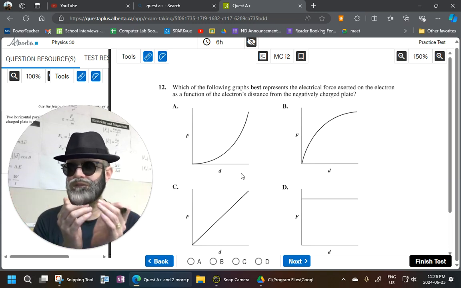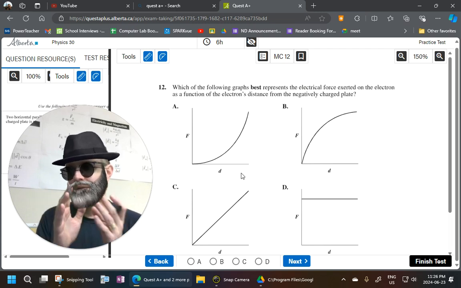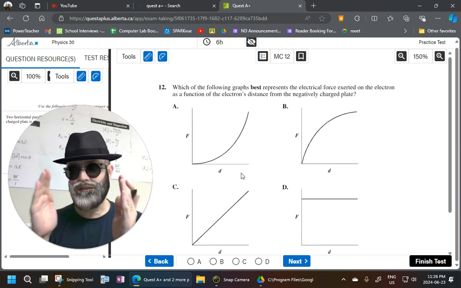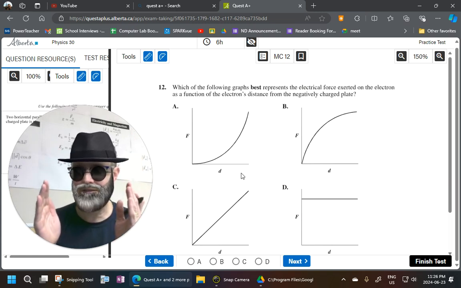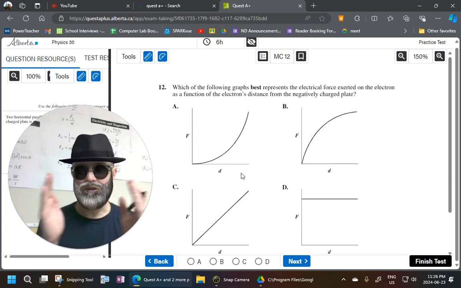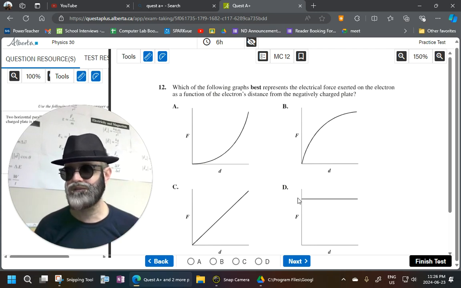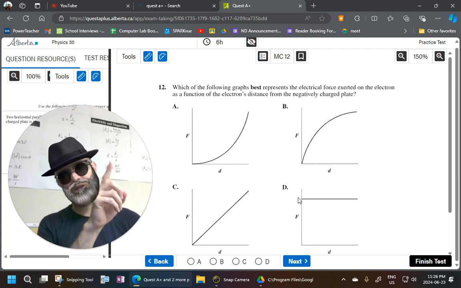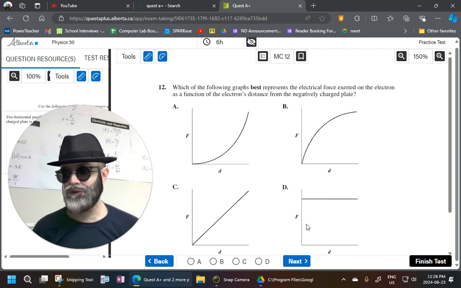Why would the force increase as you get farther away anyway, right? But because we're in a charged plate, that field is constant, through a lot of complex calculus and lots of charges. But that field is constant. No matter where you are between the plates, the field is the same. And because of this other formula, the force is the same. If my field's the same, my force is the same, so this has to be D.